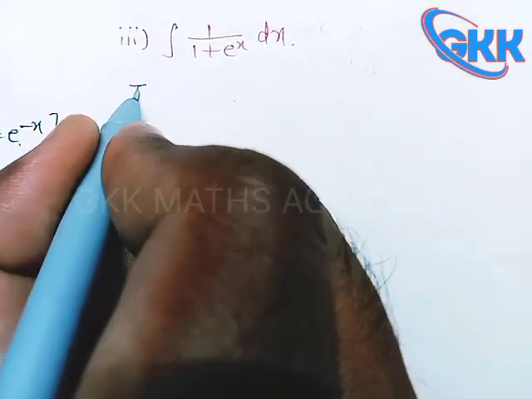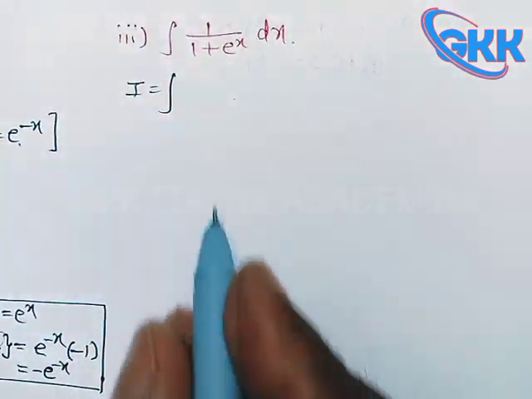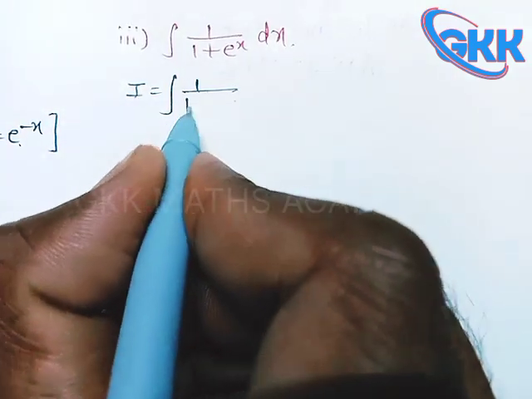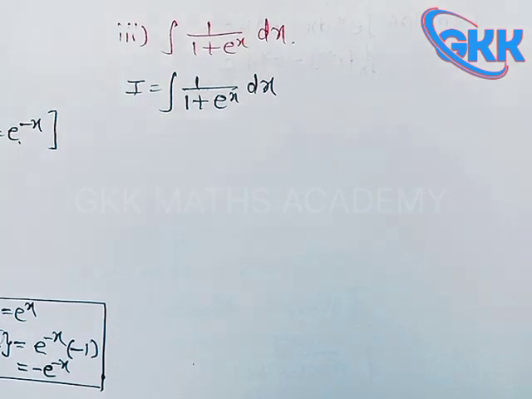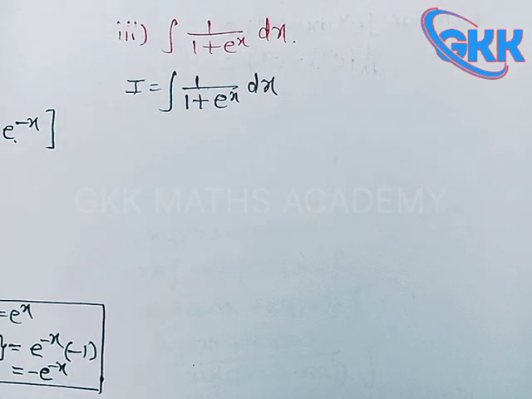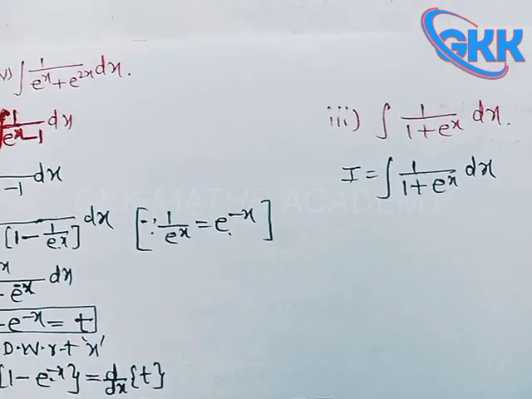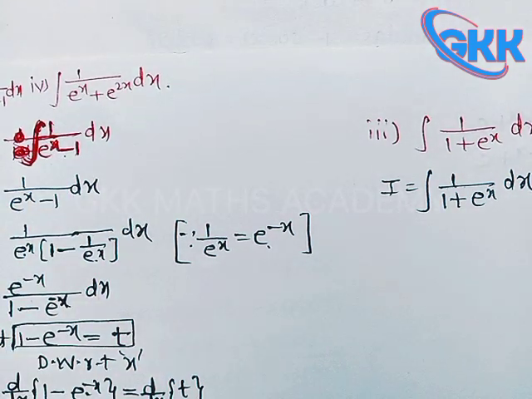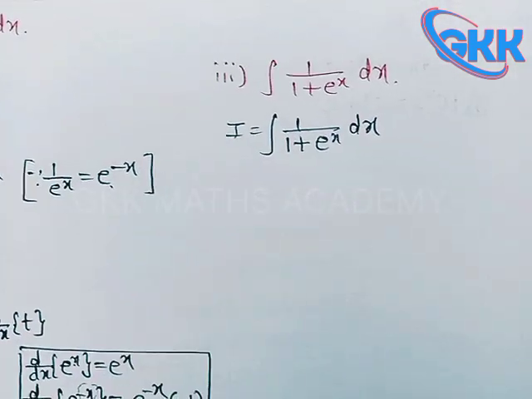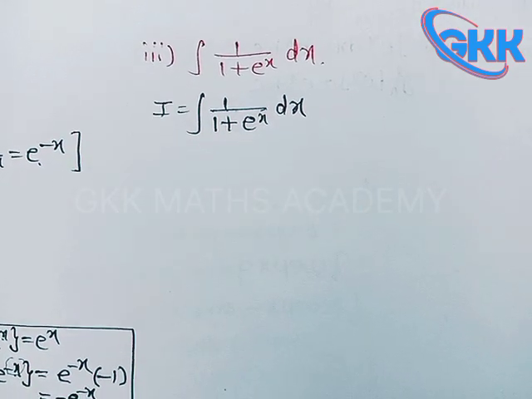I is equal to integral of 1 upon 1 plus e power x dx. What you observe, sir? In the previous problem and this problem, only the minus, plus minus. Clear? Same process, sir. Same process.